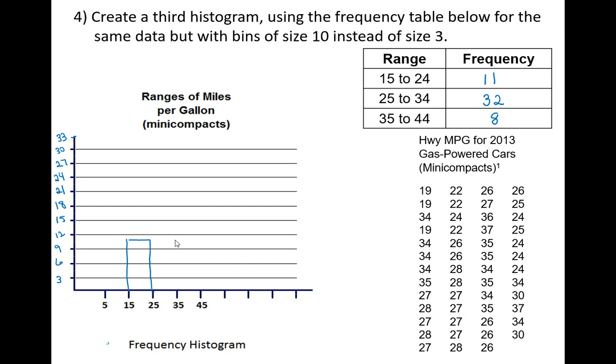It's going to be really tall. So we're going to go all the way up here, past 30, 31, 32, about right there. Now I could have numbered this slightly different to make it fit a little better if I wanted to. And then 35 to 44, we had a frequency of 8. Okay. So again, you can clearly see here that the peak is occurring between 25 to 34.